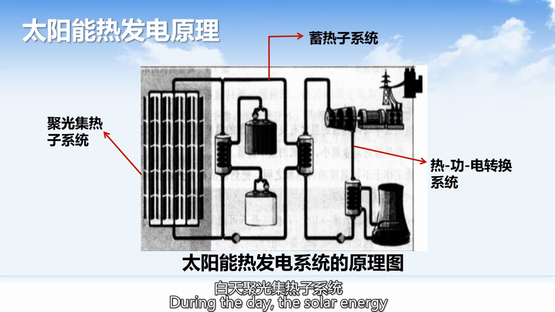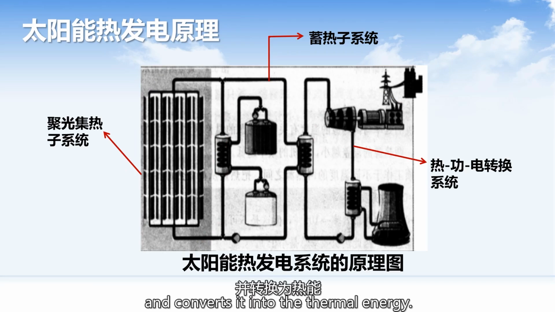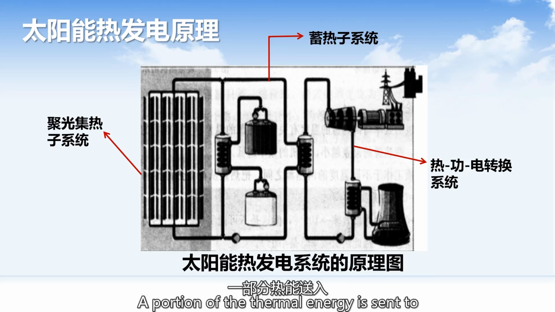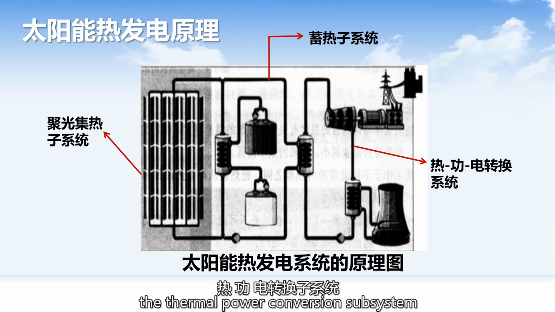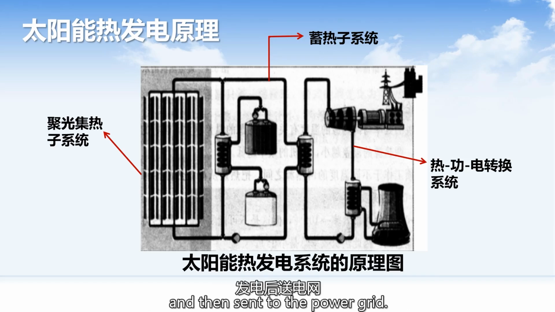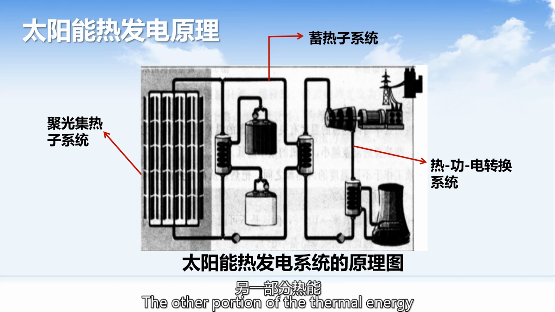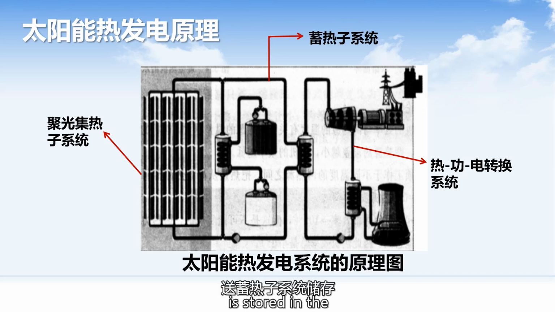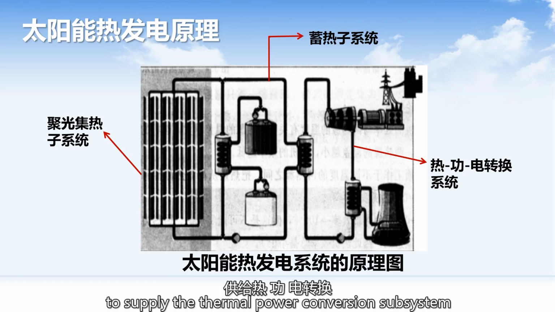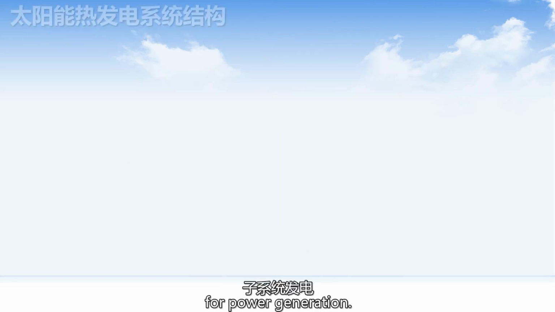During the day, the solar energy collection subsystem absorbs the solar energy and converts it into thermal energy. A portion of the thermal energy is sent to the thermal power conversion subsystem for power generation and then sent to the power grid. The other portion of the thermal energy is stored in the thermal energy storage subsystem and released at night to supply the thermal power conversion subsystem for power generation.